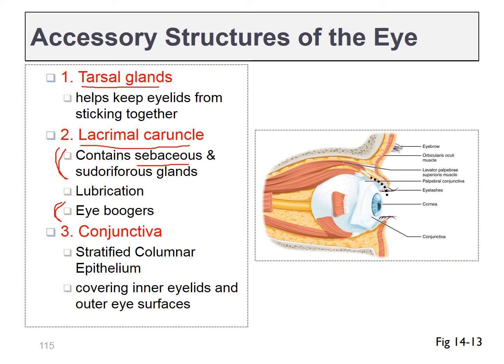Thirdly, the conjunctiva is a very thin epithelium that coats the surface of the cornea and the insides of the eyelids. This helps to form a barrier between the outside air and the eye itself. Of course, when infections are trapped just underneath this membrane, this can cause inflammation, known as conjunctivitis.